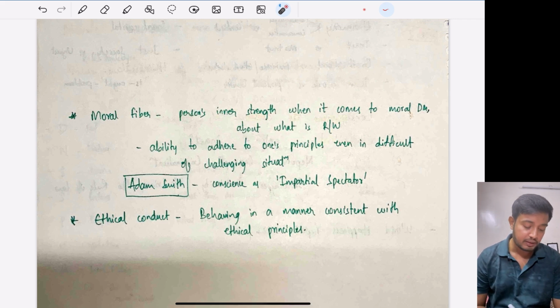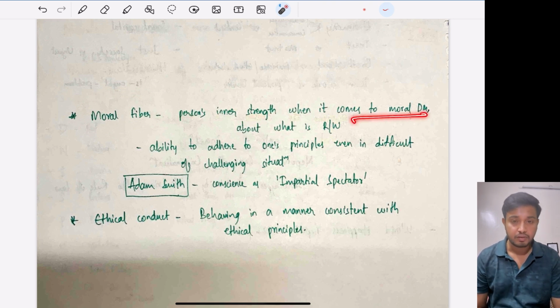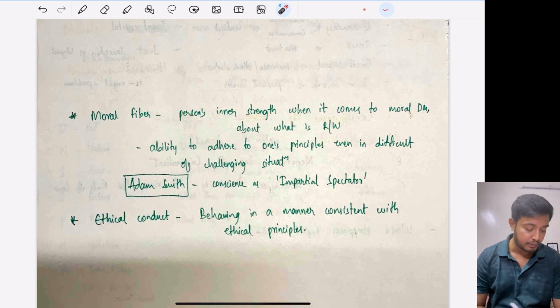Moral fiber is basically people's own inner strength when it comes to moral decision making about what is right or wrong. How strongly you feel whether it is right or wrong, that is the moral fiber.